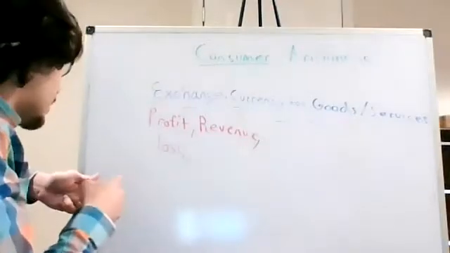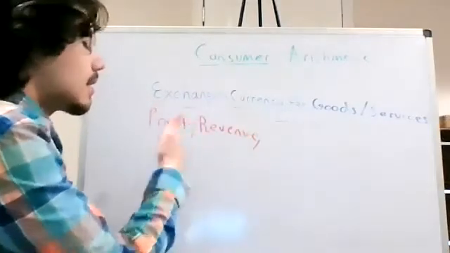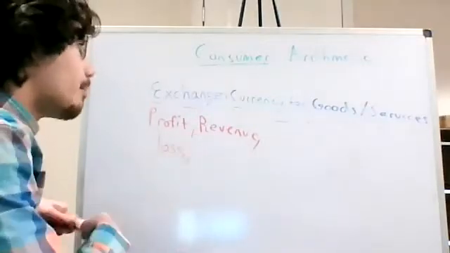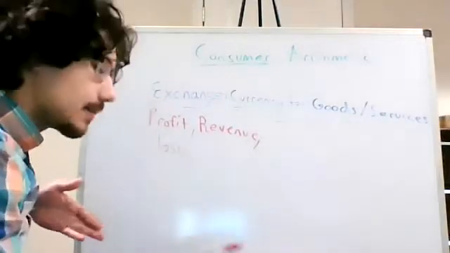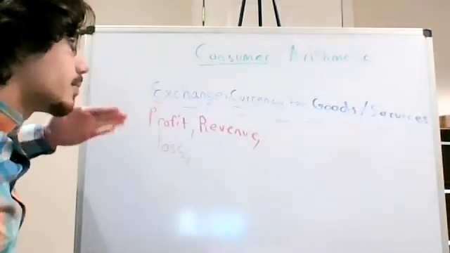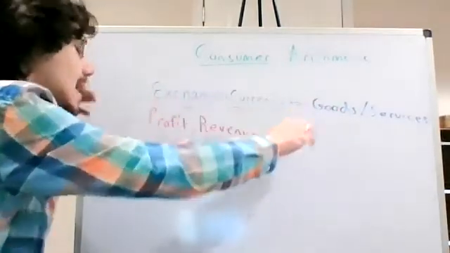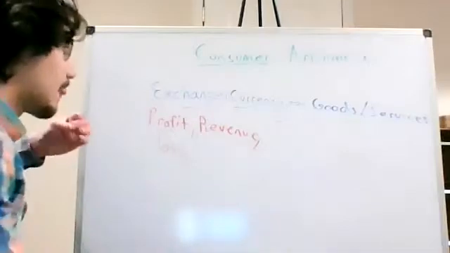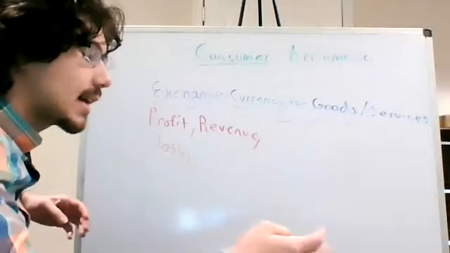Now, the thing about profits from revenues and losses is that all of this is based on exchanges that happen. So this would refer to the flow of money, and the money would flow by means of exchanging currency for goods and services and other monies. So that is generally what consumer arithmetic is about. It is about exchange and all the things that happen from the exchange.